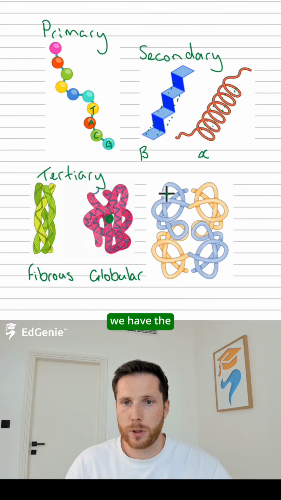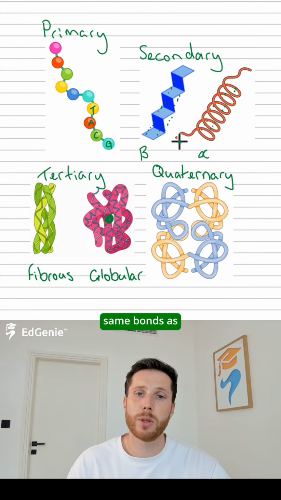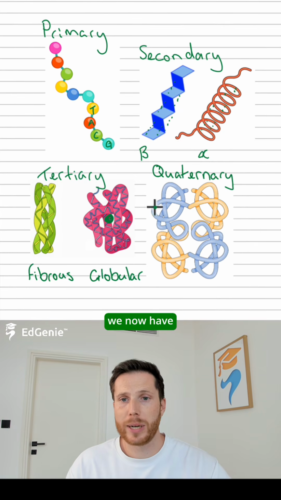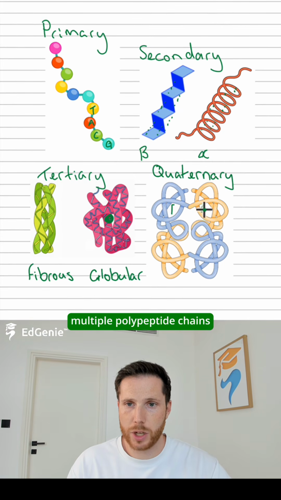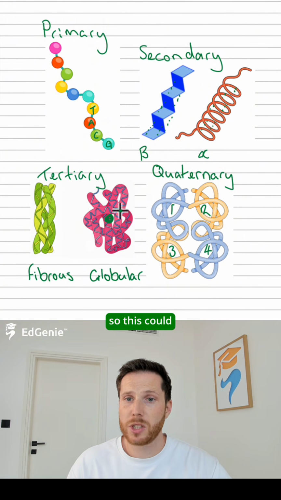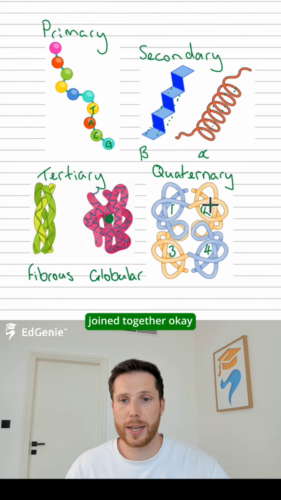And then finally we have the quaternary structure. And the quaternary structure has the same bonds as the tertiary structure, but instead of having one polypeptide chain, we now have multiple polypeptide chains joining together to form this protein. So this could be something like hemoglobin, which contains 4 different polypeptide chains joined together.